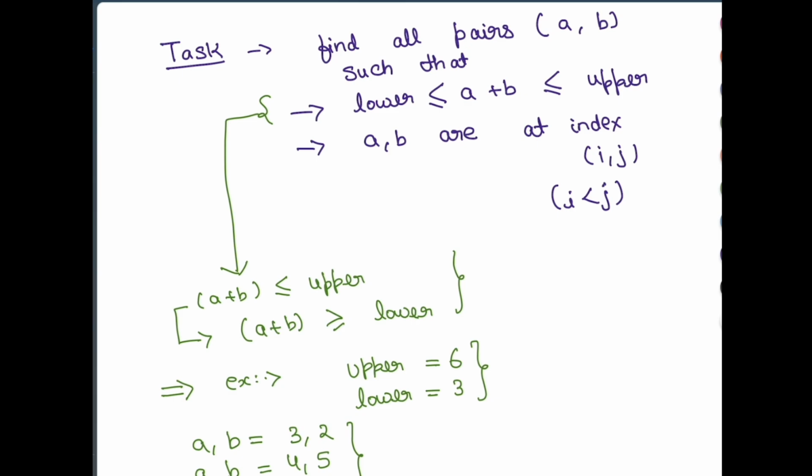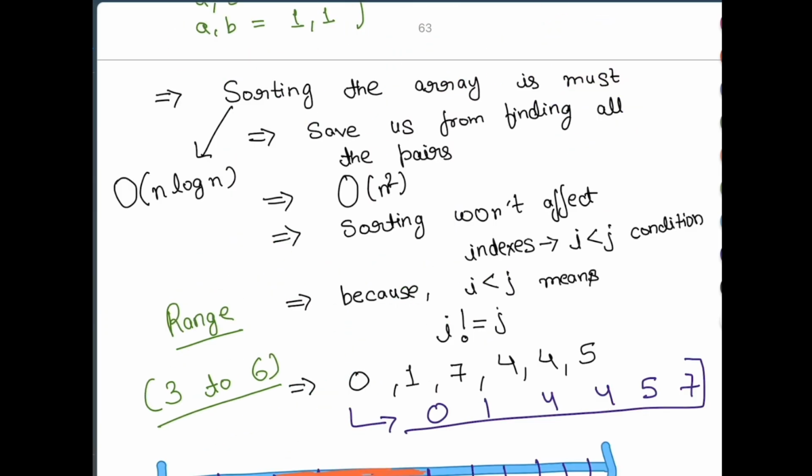Now the problem is that the constraints given in the question are too large. So we cannot go with n square time complexity. So let's try to optimize the solution. The first way to optimize the solution is sorting. Can I sort my data? Yes, we can sort our data, and the time complexity for sorting is going to be n log n, which is better than O of n square, right?